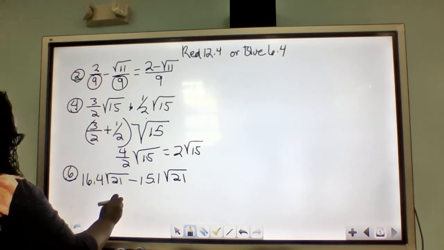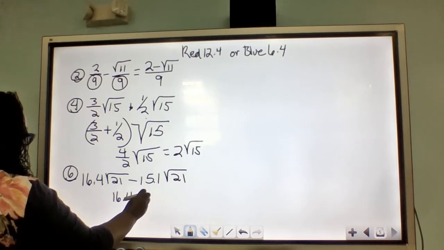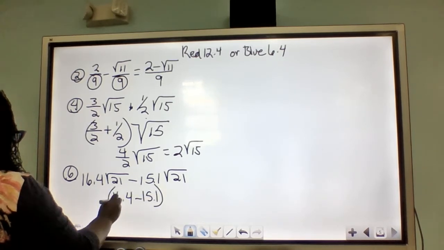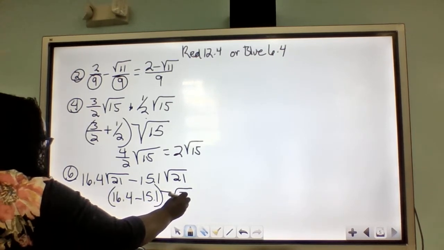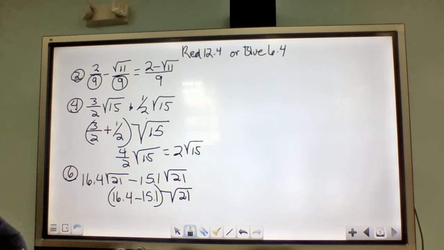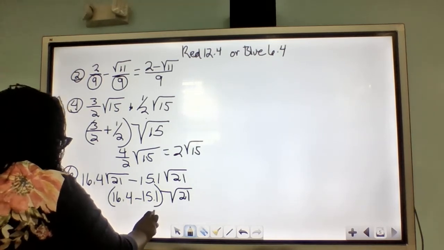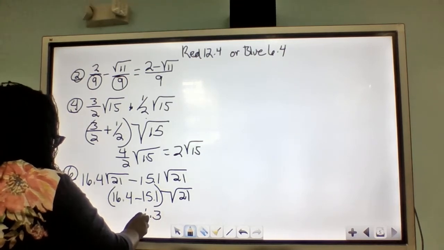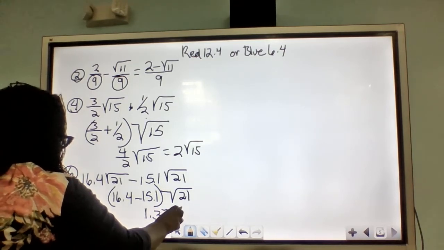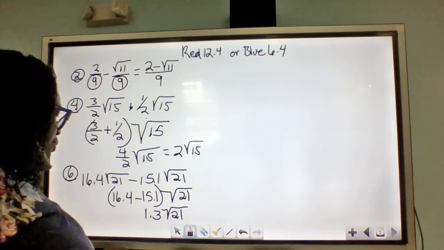So we would take the 16.4 minus the 15.1, simplify that, and then have it with the square root of 21. And so therefore, when we subtract 15.1 from 16.4, we have here, and that's as far as we can go. Okay? All right, let's move on to number 8.